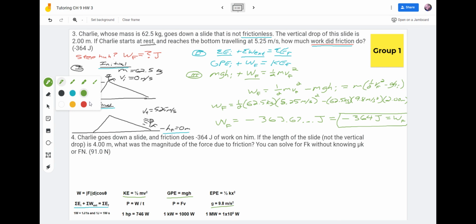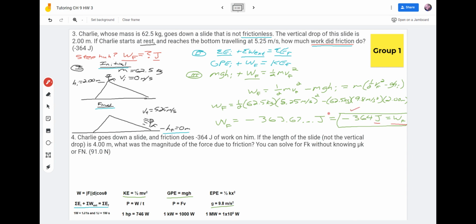All right, grab the red pen. Do step: we wanted work done by friction in units of joules. We have work done by friction in units of joules. It's negative. Does that make sense? Yes, it does make sense. Friction will do negative work. So we're happy with that. We give it a check. So there's our answer for problem 3.